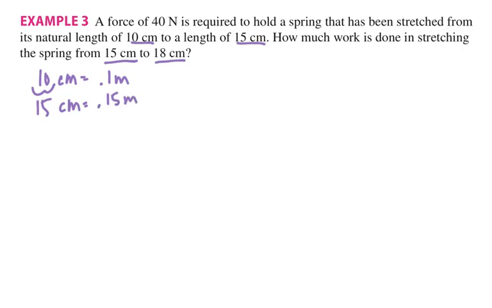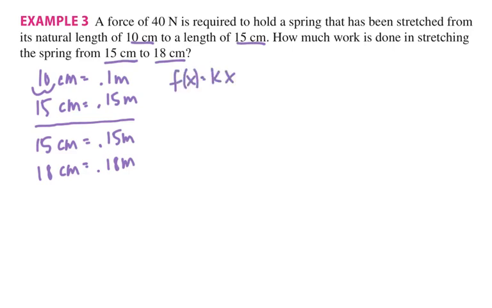Pay attention to the fact that we have 15 and 10 really. And then for the next set, we're starting at 15 centimeters, which is 0.15 meters, and we're moving it to 18 centimeters, which is 0.18 meters. So Hooke's law tells us that f of x equals kx, where k is the spring constant, and that's the force required to stretch my spring x units beyond its natural length.